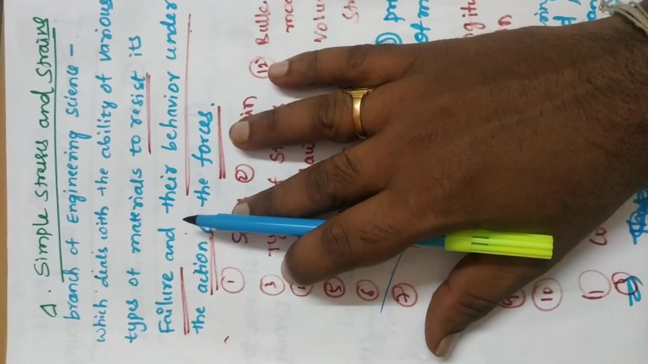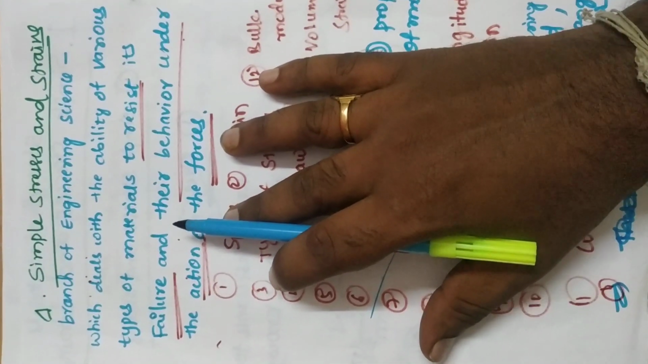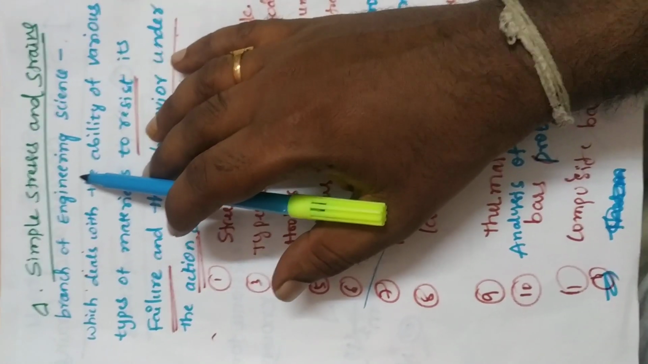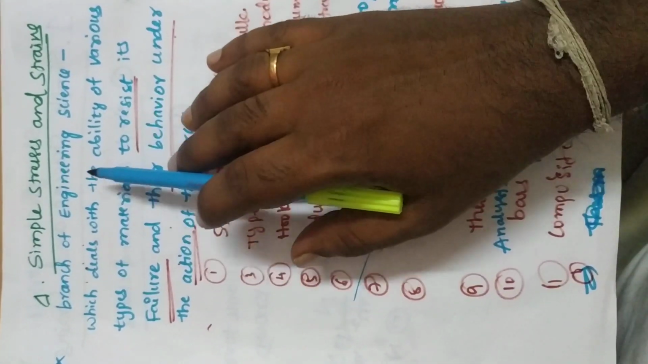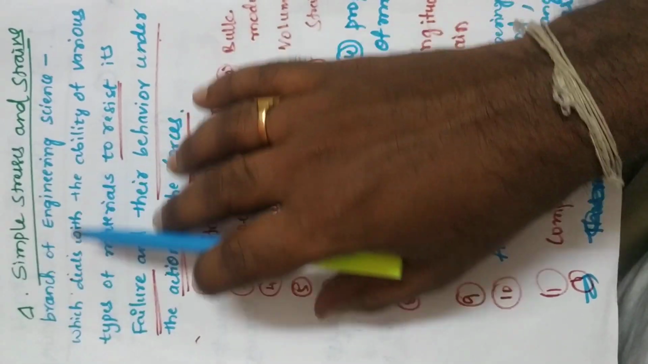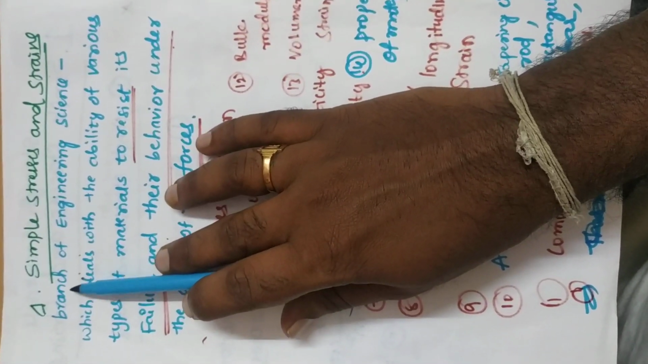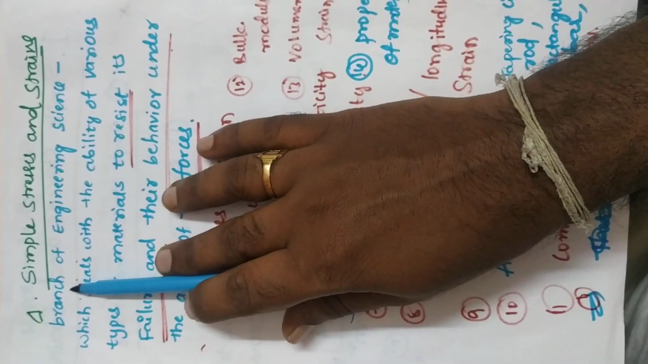Okay, so the subject name is strength of materials. The chapter name is simple stresses and strains. First of all, what is the use of the subject? Let us see. So strength of materials is a subject.